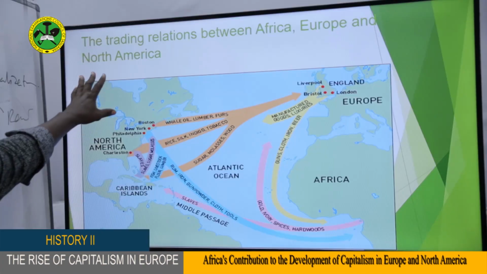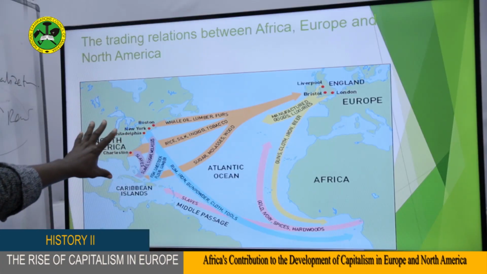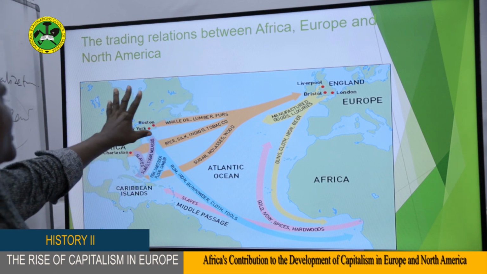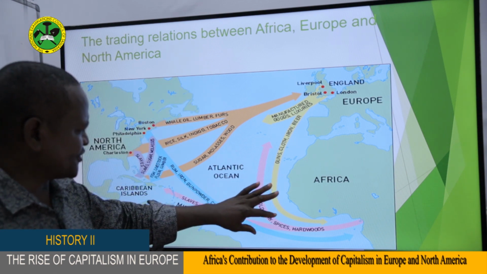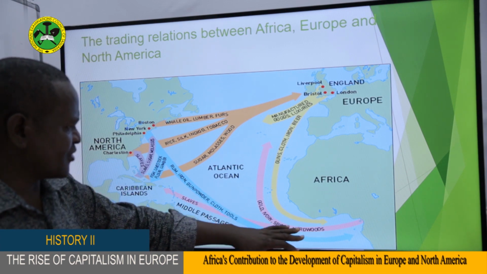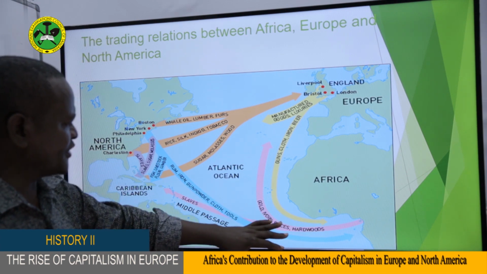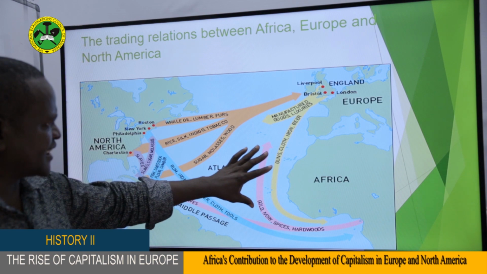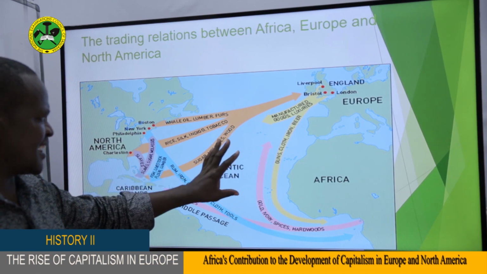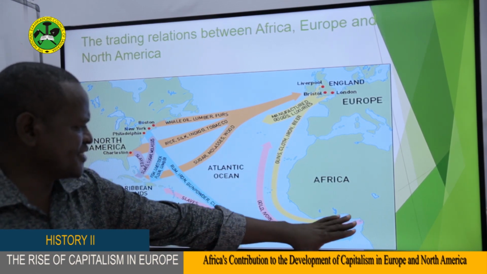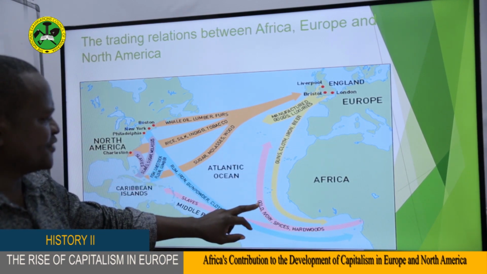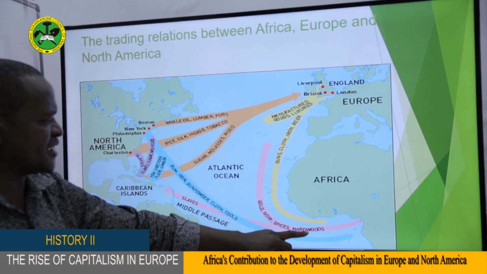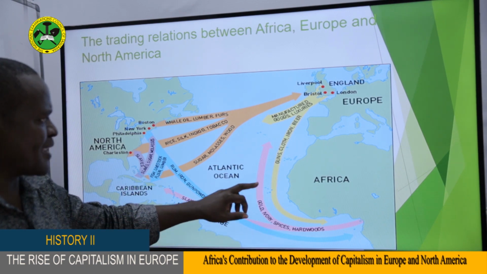My dear students, as you can see, this is the map which shows the trading relations between Africa, Europe, and North America. Just look at this map and look at these arrows. These arrows, of course, show the kind of commodities which were taken from each continent and to each continent. Here, for instance, you can see Africa was supplying to Europe commodities such as gold, ivory, spice, and hardwood. This is what we are supplying to Europe.